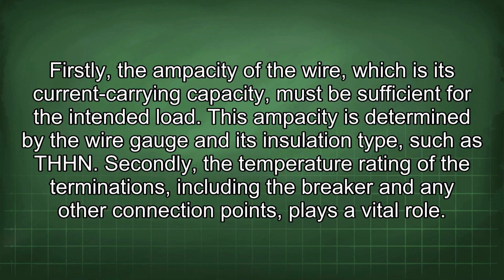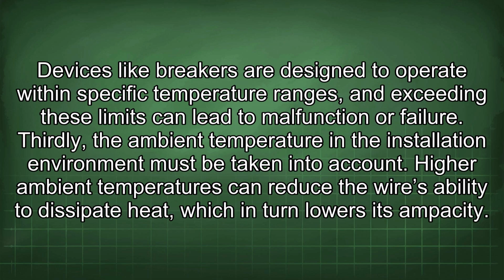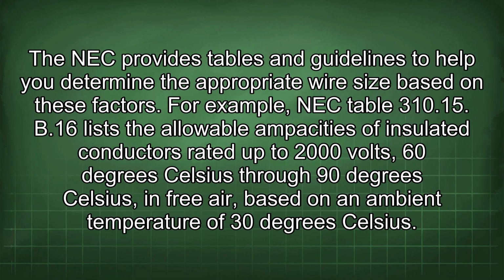Secondly, the temperature rating of the terminations, including the breaker and any other connection points, plays a vital role. Devices like breakers are designed to operate within specific temperature ranges, and exceeding these limits can lead to malfunction or failure. Thirdly, the ambient temperature in the installation environment must be taken into account. Higher ambient temperatures can reduce the wire's ability to dissipate heat, which in turn lowers its ampacity. The NEC provides tables and guidelines to help you determine the appropriate wire size based on these factors.